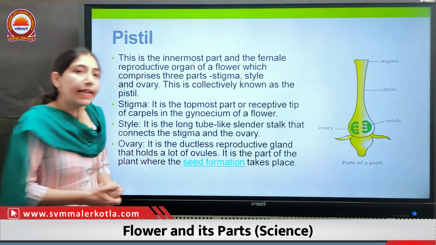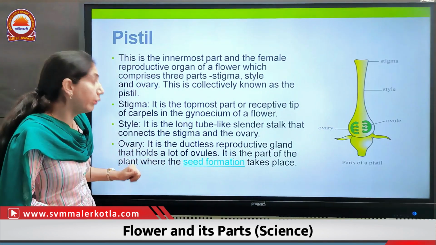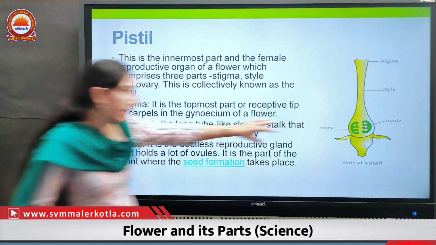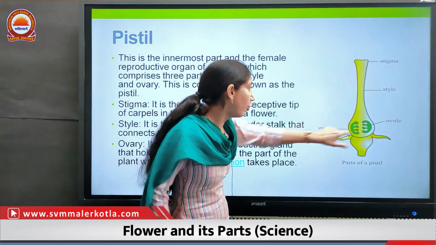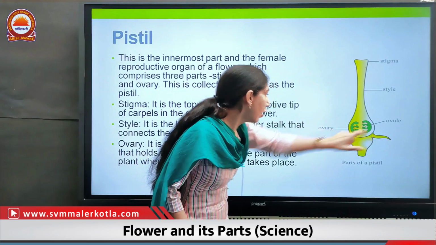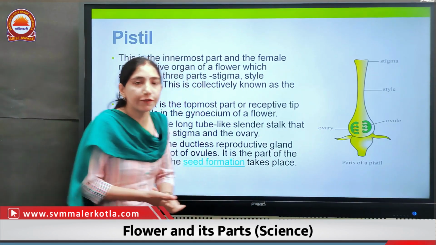Then the ovary. It is a ductless reproductive gland that holds a lot of ovules. It is the part of the plant where seed formation takes place. This swollen part is the ovary. Here we can see the bead-like structures. These are the ovules. Here the seed formation takes place. These are the parts of a flower.